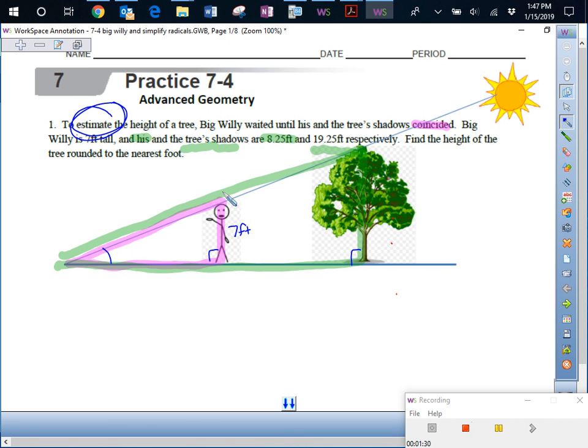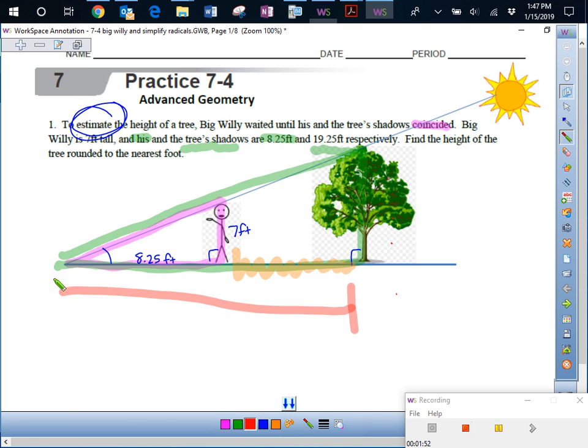So the real trick is where the heck are shadows located when there's nothing in the way? Aren't shadows located on the ground? So Big Willie's shadow is this in feet, and the tree's shadow, it's not really just this orange part. That's part of the tree's shadow, but the tree's shadow is really this entire distance because Willie and the tree's shadow are right on top of each other, so they lined it up that way. So this is 19.25 feet, the whole honker of a distance.